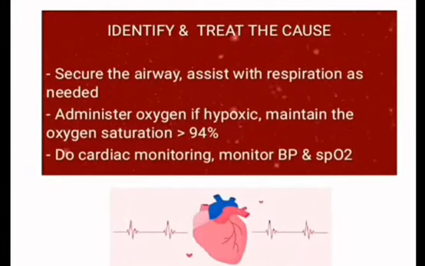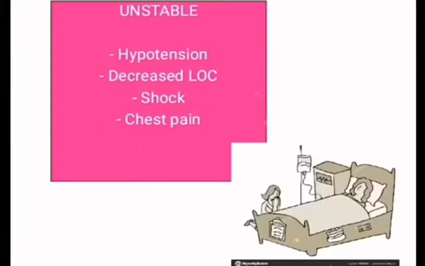Next, why is the patient tachycardic? Try to find the causes of the tachycardia and treat the possible causes with the airway, breathing, circulation approach. Firstly, we secure the airway and assist with respiration as needed. Administer oxygen if hypoxic, maintaining the oxygen saturation at more than 94%. Do cardiac monitoring, and monitor the blood pressure and SpO2. Then, identify whether the patient is stable or unstable.